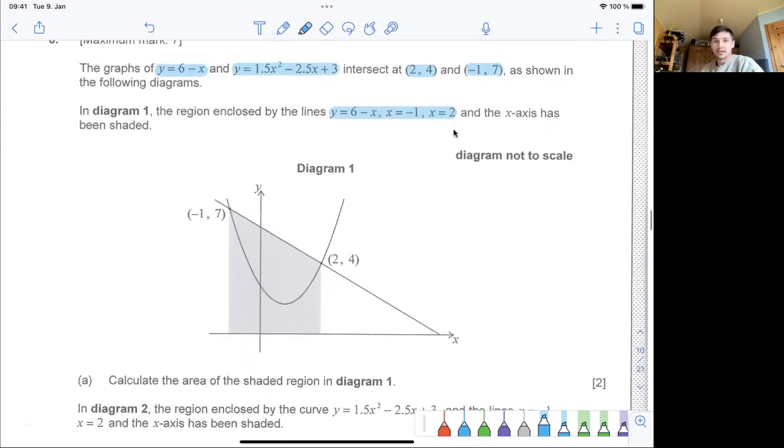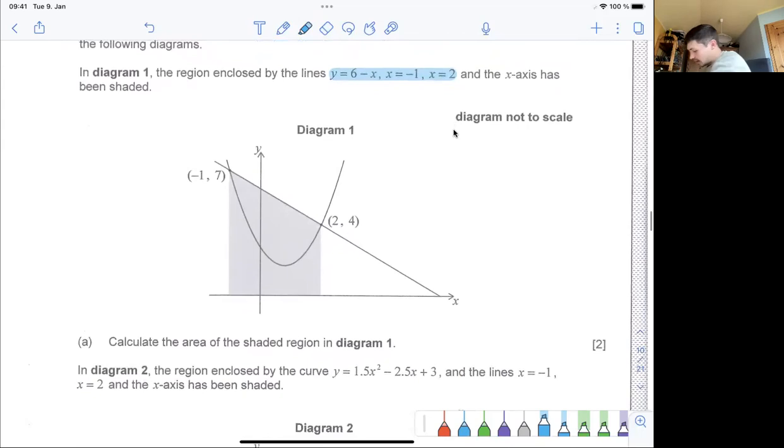So there's two ways we could go about calculating the area of the shaded region here. One method would be to find the definite integral of y equals 6 minus x between x equals 2 and x equals -1. That would be absolutely fine. And you can use your calculator to calculate that.